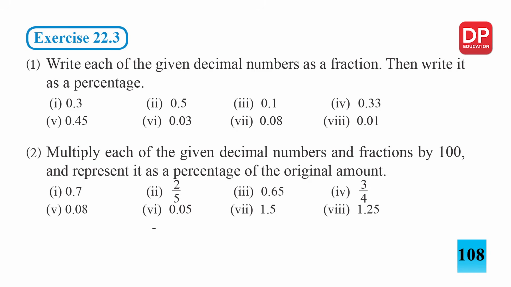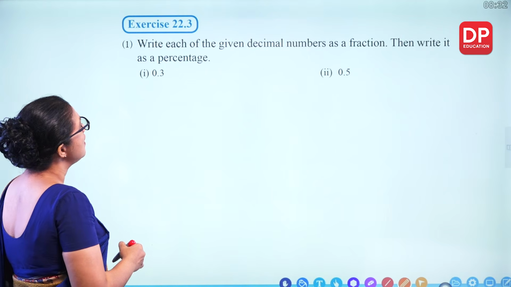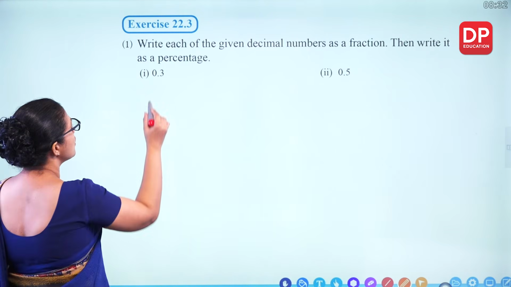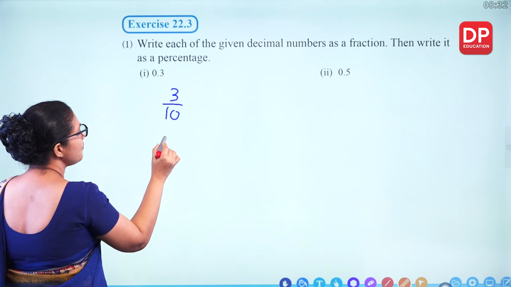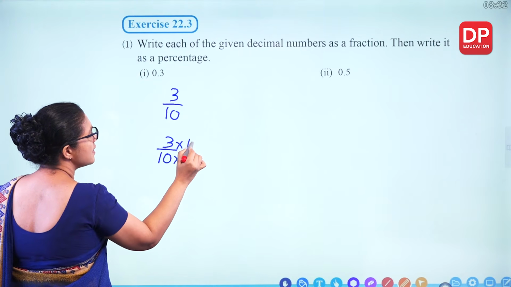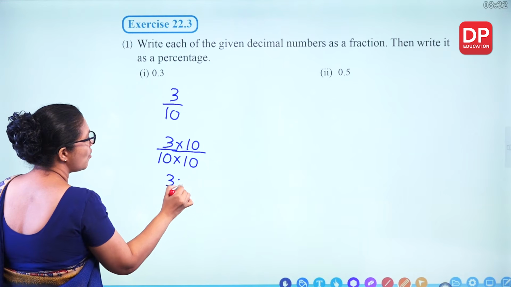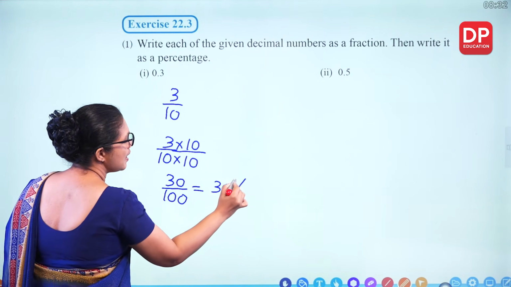Exercise 22.3. Write each of the given decimal numbers as a fraction, then write as a percentage. 0.3. I can write 3 over 10. Now convert to a percentage. Multiply by 10. You get 30 over 100. That means 30%.